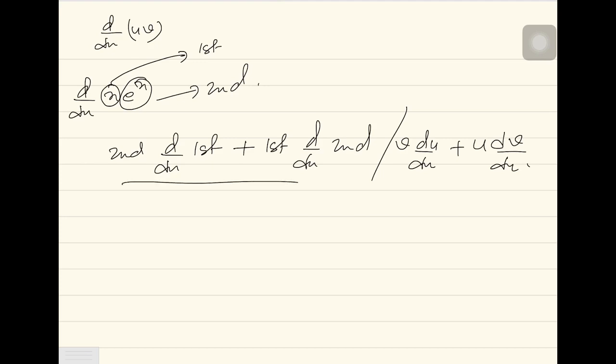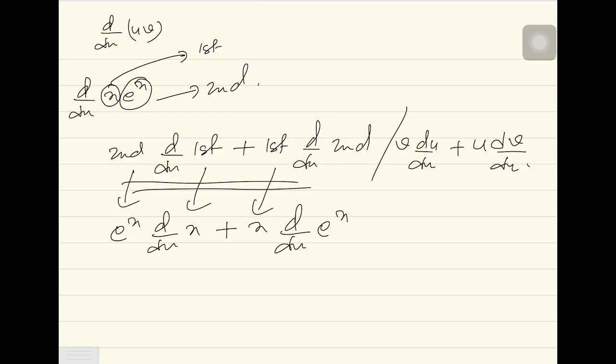I'd better prefer saying first and second, that way it will be easy. Got it? So second is e^x. d/dx of first means x, plus first is x, d/dx of e^x. So remember, just putting the values in place: second, first, second, like that.